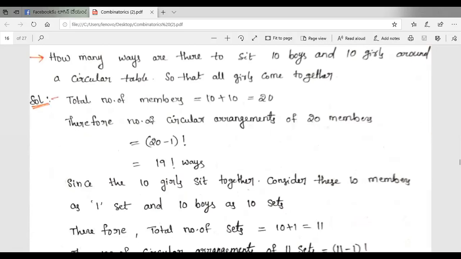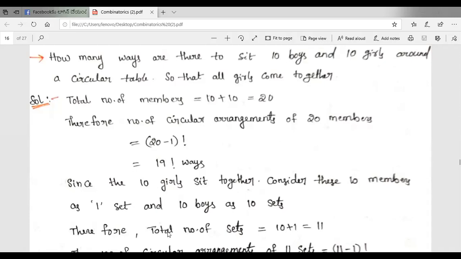Now, so that all girls come together: since the 10 girls sit together, consider these 10 members as a single set, and the 10 boys are 10 sets, since each boy is a single set. How many boys are there? 10 boys, so 10 sets are possible. Those 10 girls sitting together are considered as one set. So the total number of sets is 1 plus 10, that is equal to 11.